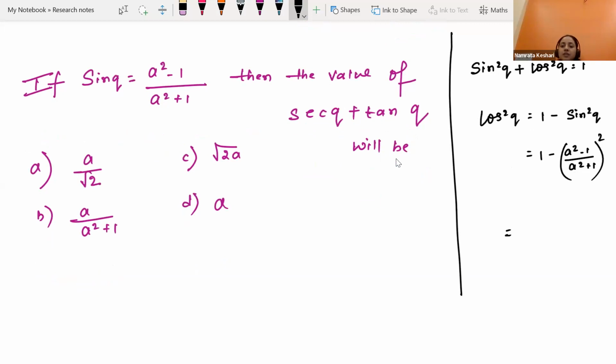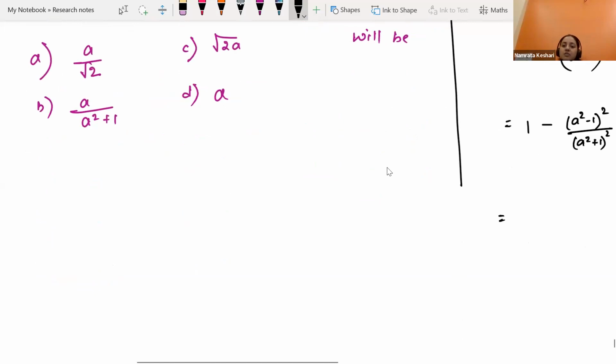Okay, here we will take the LCM. Like this we can write, and the LCM will be a square plus 1 whole square, right? Yes.